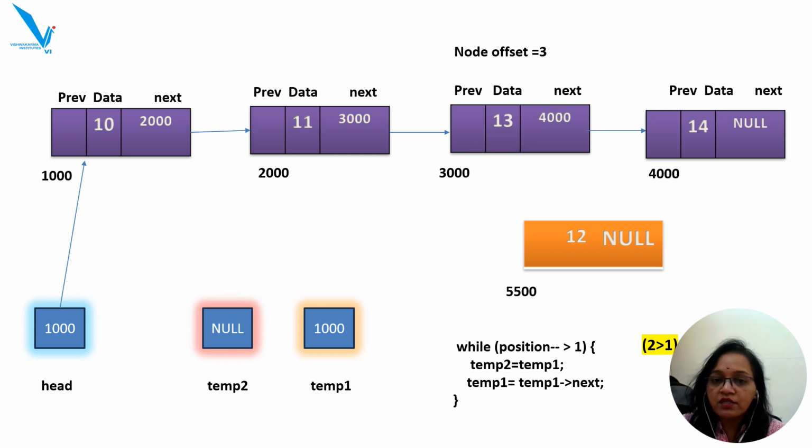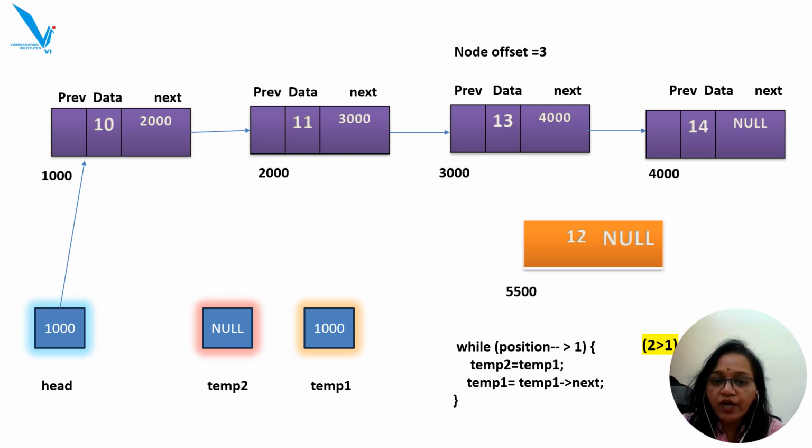So I want to insert this orange node at position 3. Now head is there. Head is pointing to the first node at location 1000. Then temp1 is there. Temp1 contains the value of head, that is 1000, and temp2 is there. Temp2 contains null. Okay, so head is pointing to the first node and temp1 is also pointing to the first node. Now I have to check the position.